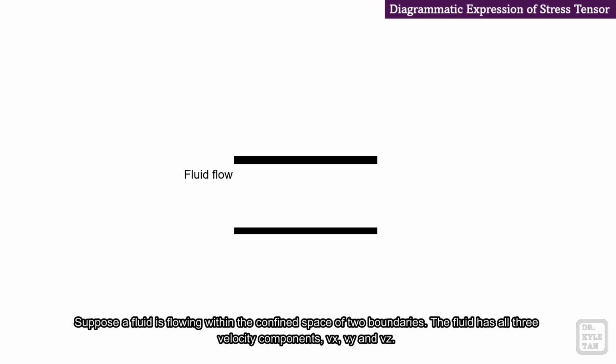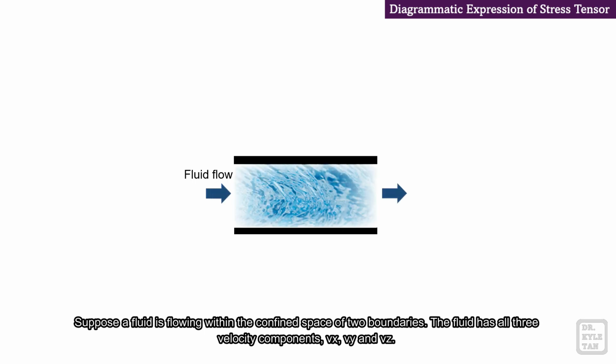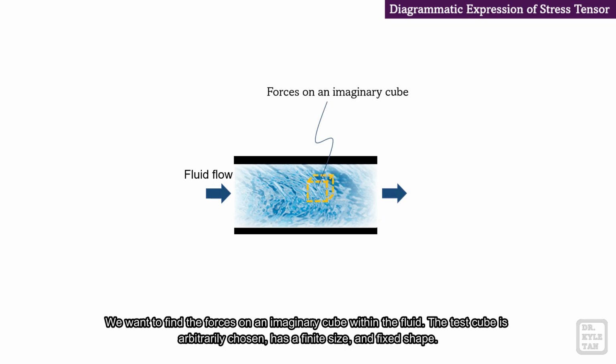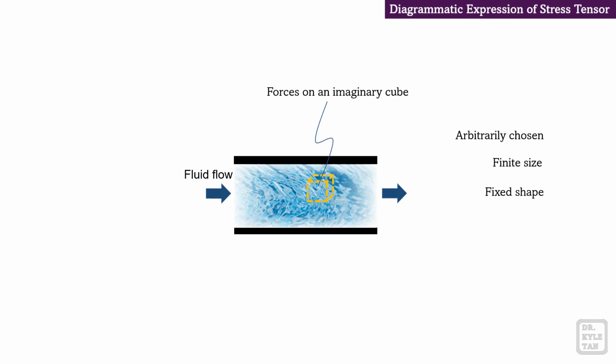Suppose a fluid is flowing within the confined space of two boundaries. The fluid has all three velocity components, Vx, Vy, and Vz. We want to find the forces on an imaginary cube within the fluid. The test cube is arbitrarily chosen, has a finite size, and fixed shape.